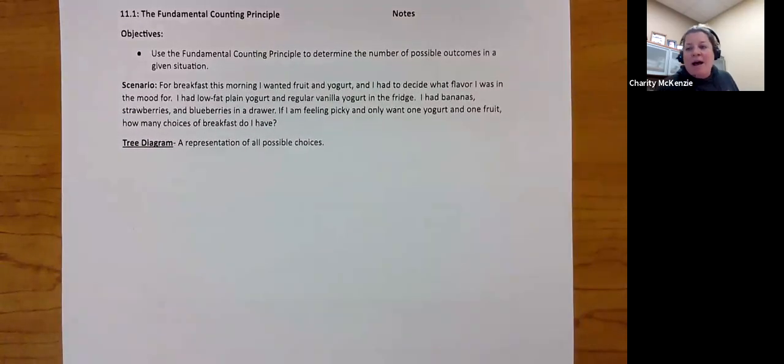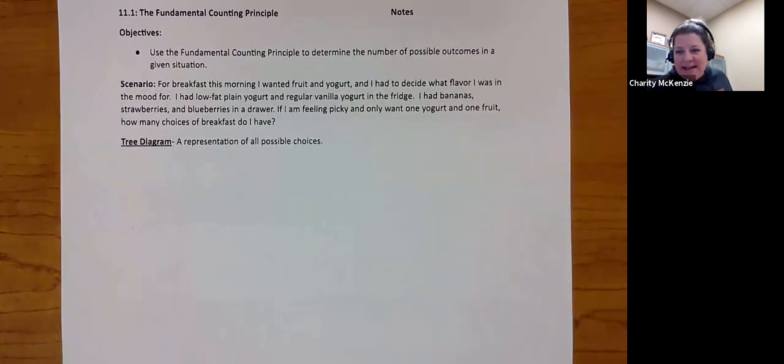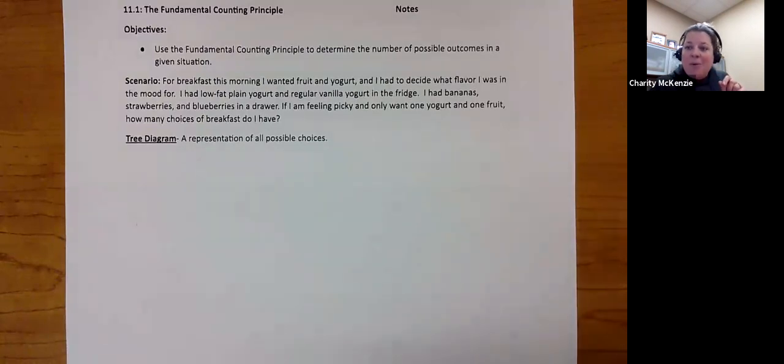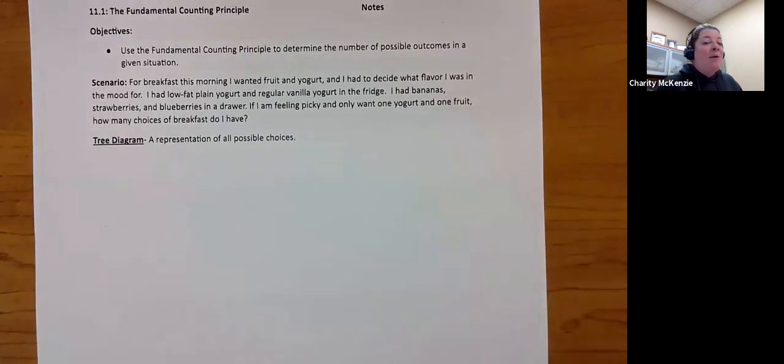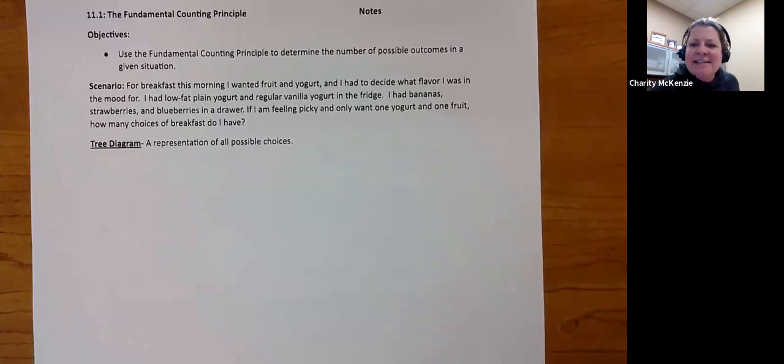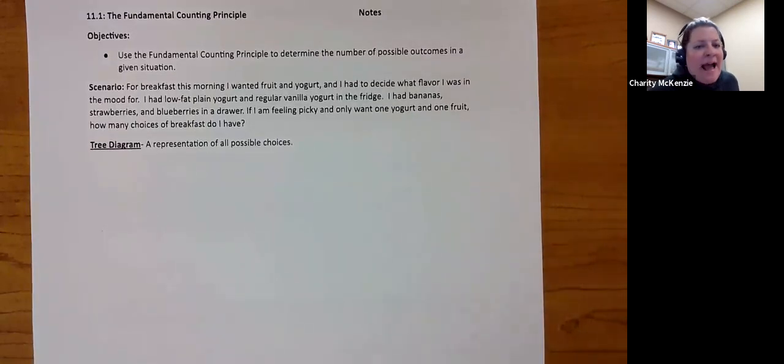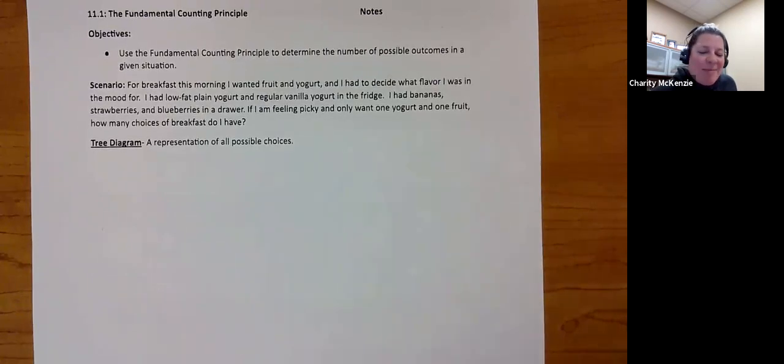Okay, and that definition's at the bottom, but I want to show an example of why this works and the logic behind it, and that will help you to remember when to use it. Okay, so here's my scenario. For breakfast this morning, I wanted fruit and yogurt, and I had to decide what flavor I was in the mood for. I had low fat, plain yogurt and regular vanilla yogurt in the fridge. I had bananas, strawberries, and blueberries in a drawer. If I feel picky and I want one yogurt and one fruit, how many choices do I have for breakfast?